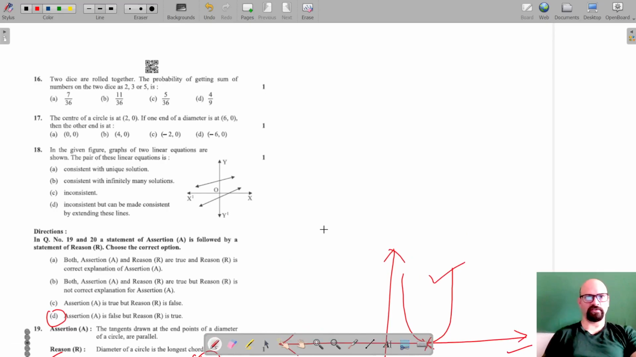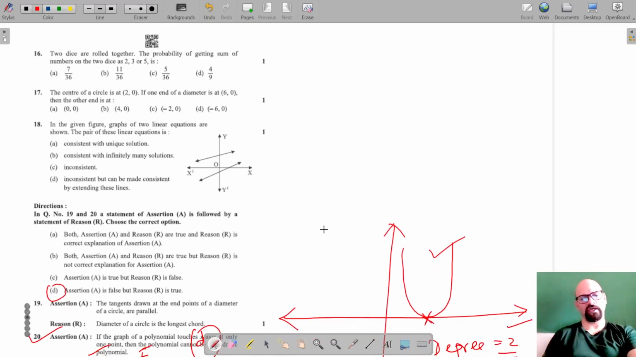With this, we are done with the first section, that is section A, and let's move on to section B.